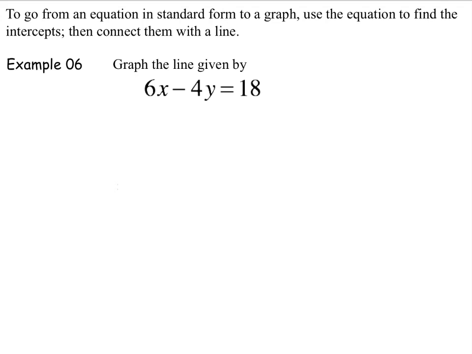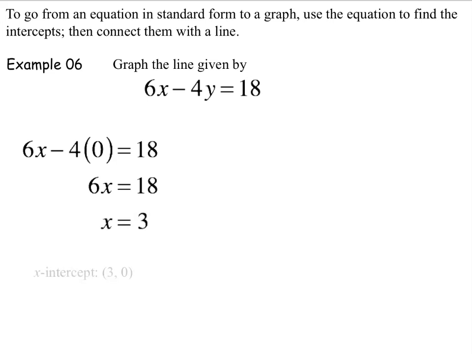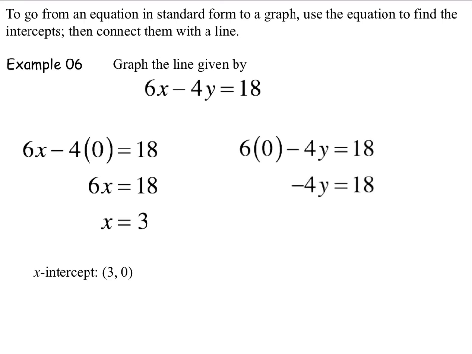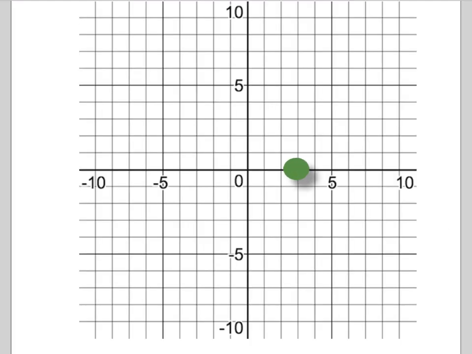First, we find the x-intercept by setting y to 0, or 6x minus 4 times 0 equals 18, giving us 6x equals 18, or x equals 3. This means the x-intercept is 3, 0. Then we find the y-intercept by setting x to 0. So 6 times 0 minus 4y equals 18, minus 4y equals 18, or y equals minus 4.5. So the y-intercept is 0, minus 4.5. Now we just graph the x-intercept and the y-intercept, and then connect them with a line.